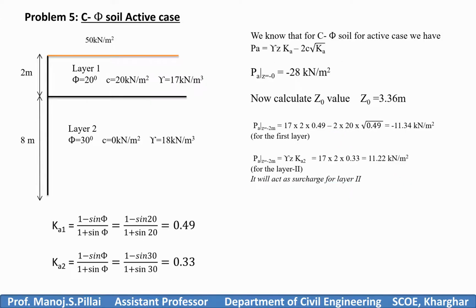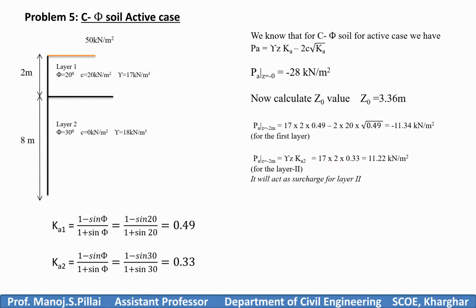See, this is equal to gamma into z into Ka2. So again I am saying this is the above condition, this is below. At this junction you will get two values because your Ka is different. Understand this. Okay, now we are going for the below layer. Before that, let's check it out. I'm just drawing the diagram.